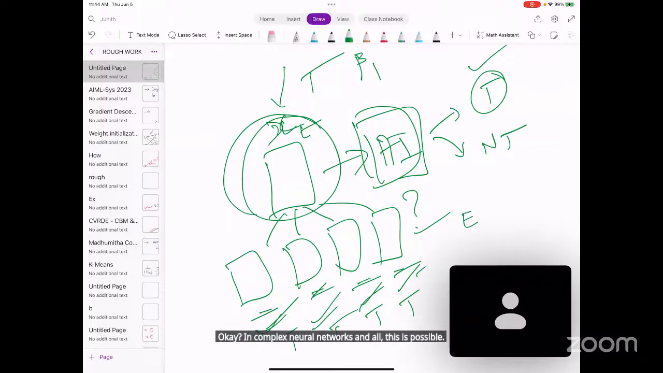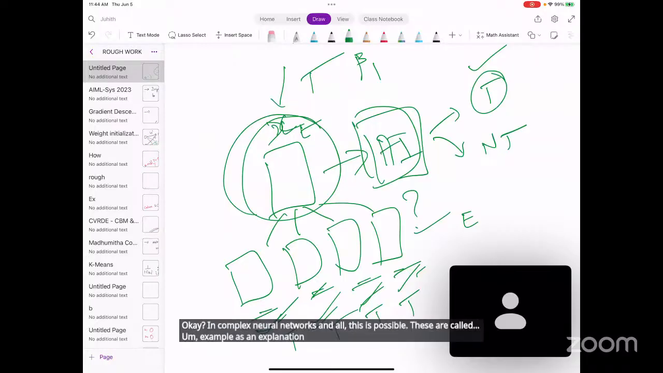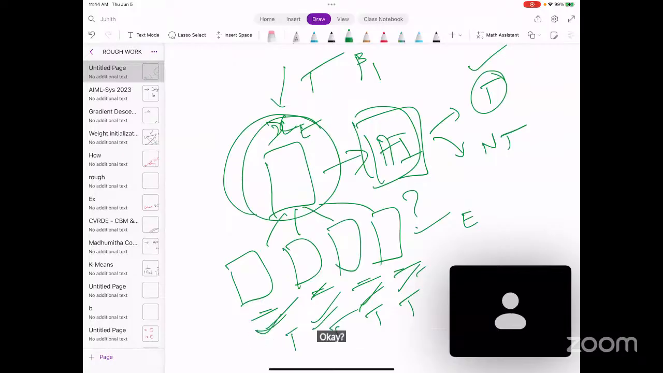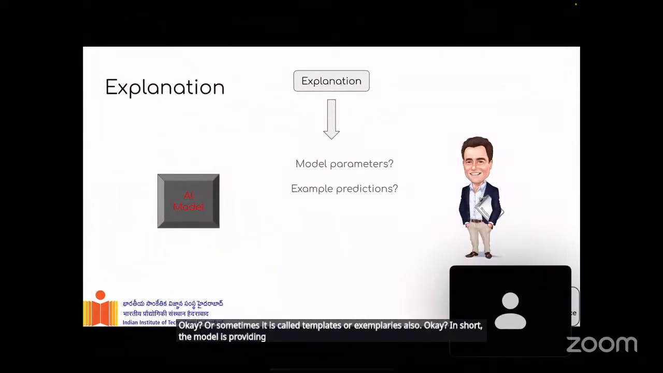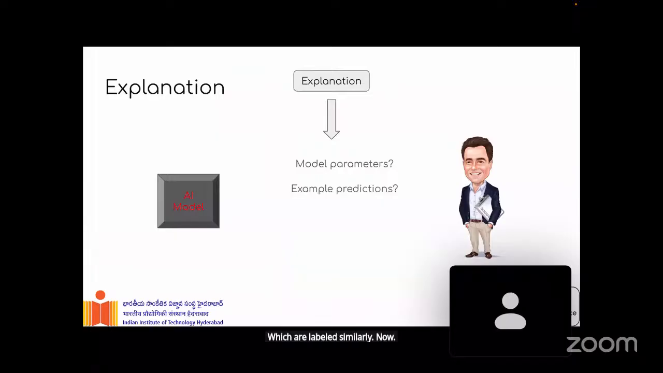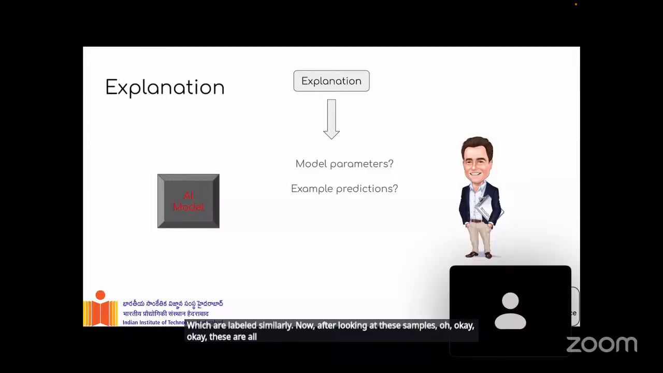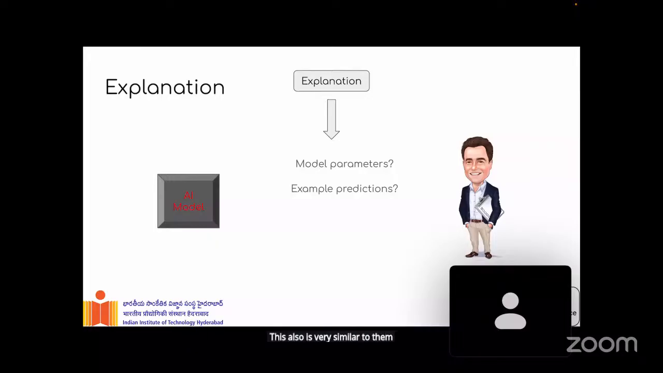These are called examples as an explanation. Sometimes it is called templates or exemplars also. In short, the model is providing example samples which are labeled similarly. Now, after looking at these samples, oh okay, these are all labeled according to the ground truth. This also is very similar to them, so it has to be labeled accordingly.